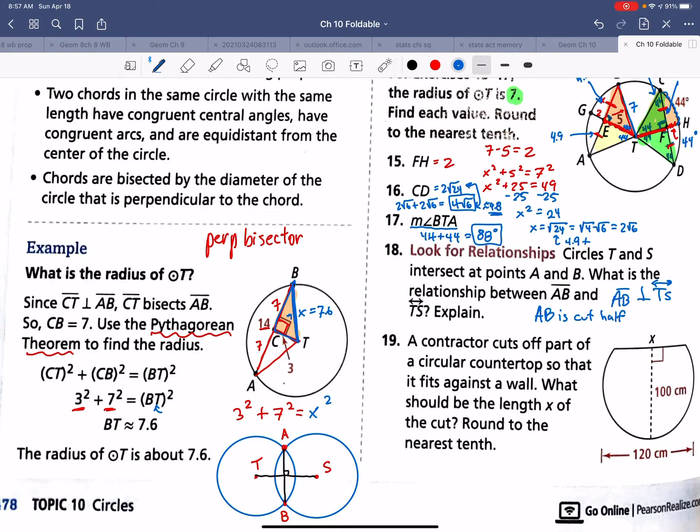Okay, 19, that was an interesting question. Contractor cuts off part of a circular countertop. So it used to look all the way like a circle, and then they cut that part off, maybe to push it against a wall or something. Yeah, to fit against a wall. What should be the length of X? Okay, so that's really our chord length. So they're asking, what is the length of our chord?